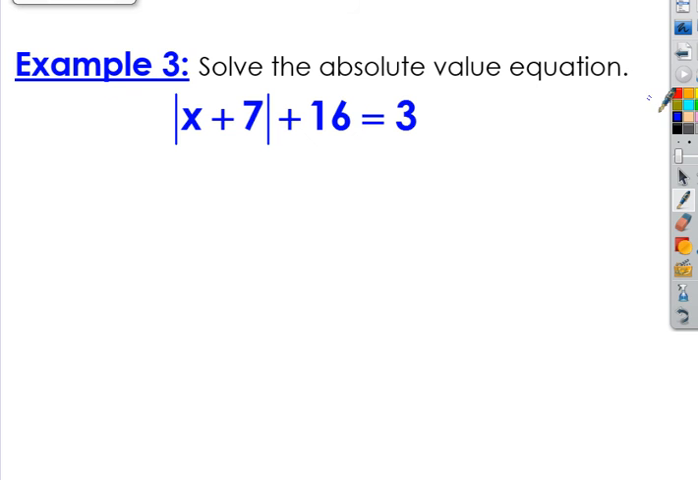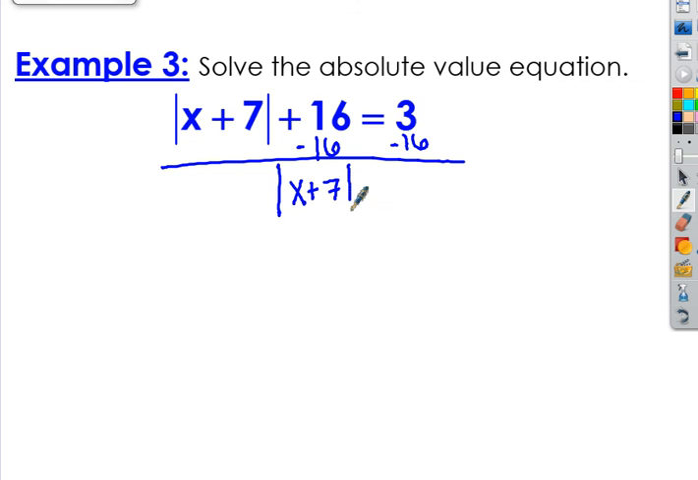Last example. Same thing. This isn't by itself, so I don't know how far away it is from 0 yet to start solving it. So I am going to move 16 to the other side before I do anything. And when I do that, left over on this side is x plus 7, because that goes to 0. 3 minus 16 is negative 13.